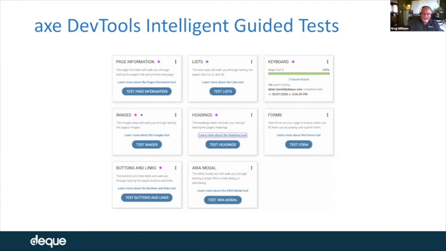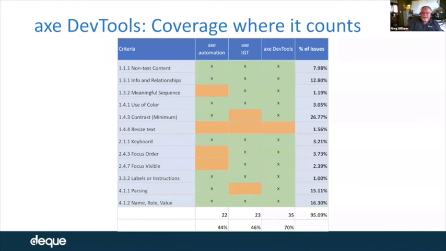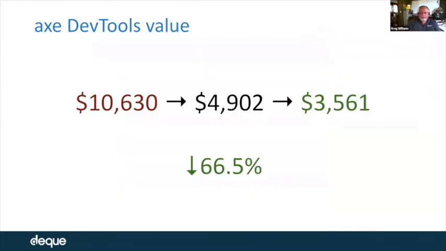So when we come to Axe DevTools, let's talk about coverage where it counts. If I look across these success criteria, you can see that only one of the top 12 success criteria has no coverage here. Otherwise, everything has some type of coverage between the Axe automation, the intelligent guided testing, and the Axe DevTools. And this is again through the Axe core engine. So if I add on the things that I can cover with Axe DevTools on top of that, this brings me down even further.